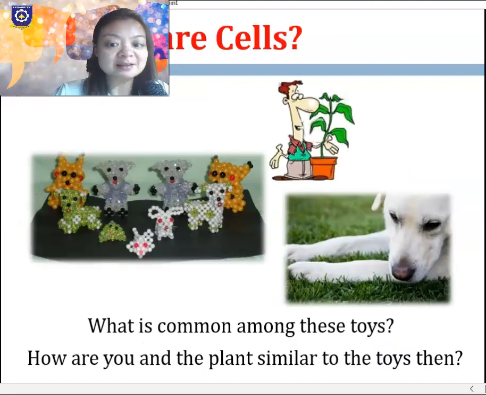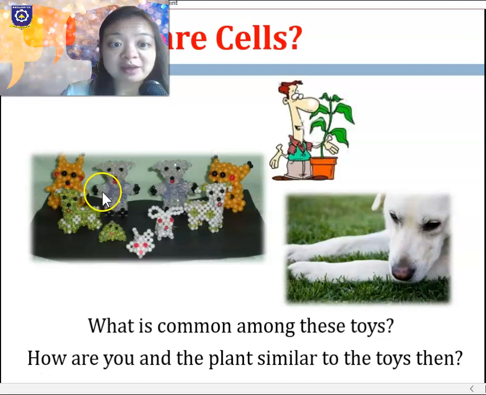So, what are cells? Now, can you look at this toy over here? You can recognize that this is a Pokemon toy, right? You will notice that all these toys have got something in common. Can you guess what they are? Okay, good. Some of you guessed that these are the small little plastic circles, right? So all these toys are made out of small little circular plastic balls, all right?